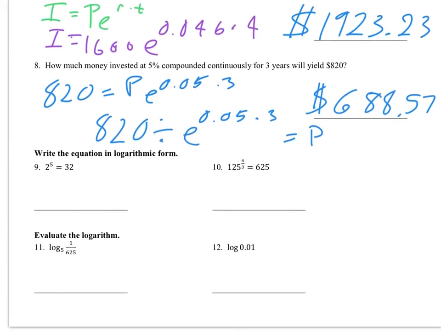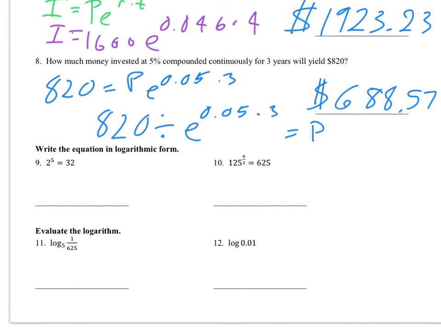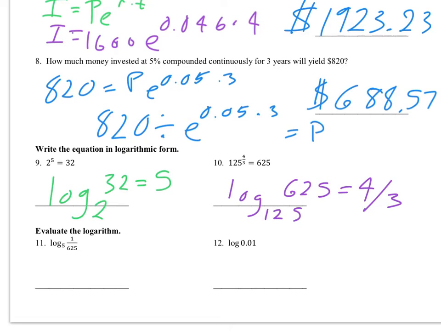Let's see, 9, 10, we are just switching these to log form. So again, good practice for everyone. Remember, the base stays the same. Log base 2 of 32 is 5. And if these are completely numeric, again, feel free to use the calculator to check. Of course, your calculator will confirm that log base 2 of 32 is 5. Likewise, if you do log base 125 of 625, your calculator will tell you that that is 4/3. So that's what we're looking at there.